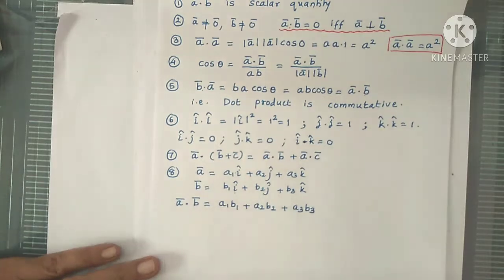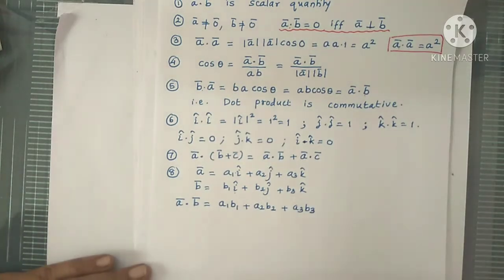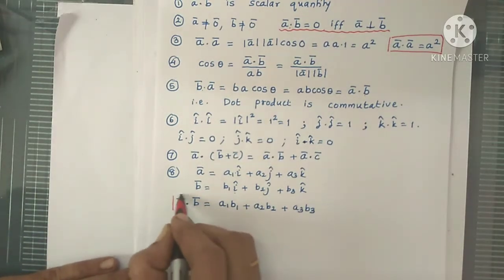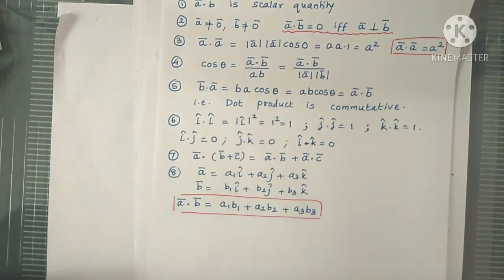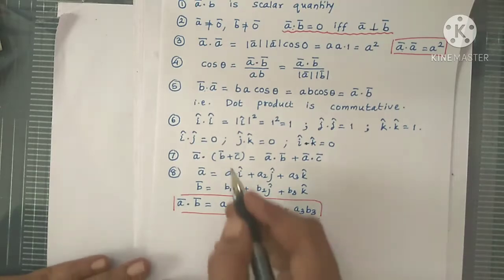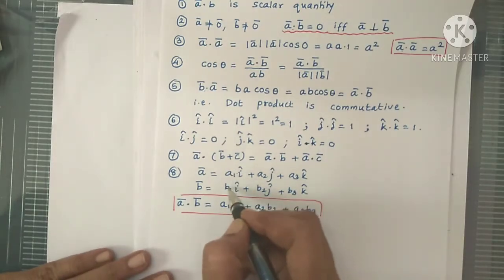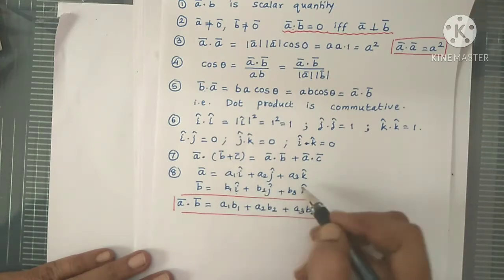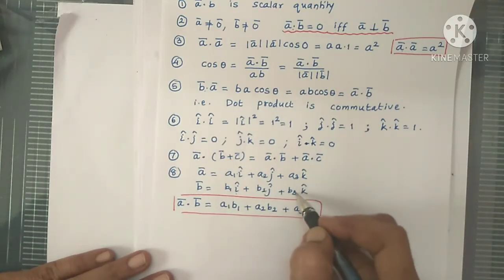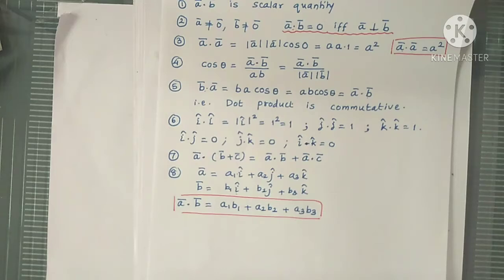So this is the dot product in terms of i, j, k. If we know the components of a bar and b bar, then their dot product a bar dot b bar is the product of the coefficients of i cap plus the product of the coefficients of j cap plus the product of the coefficients of k cap. So that is our dot product a bar dot b bar.